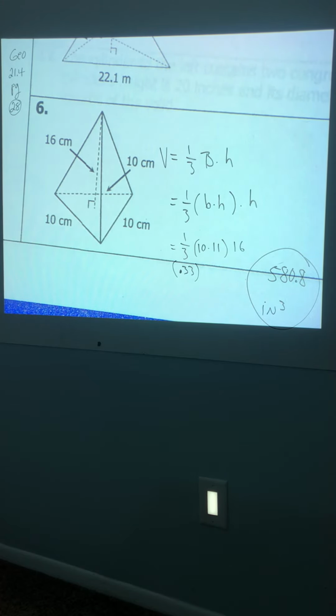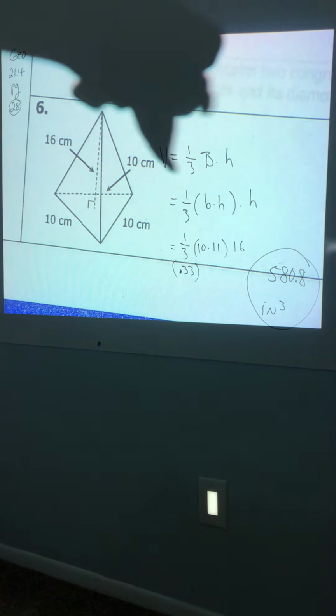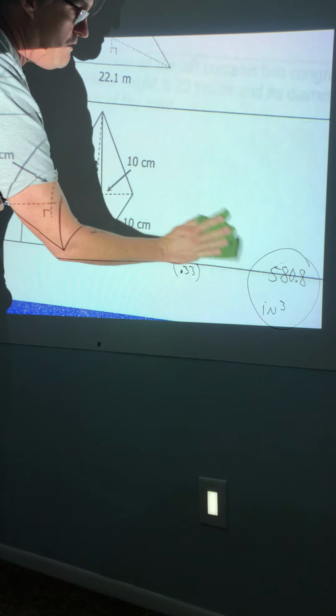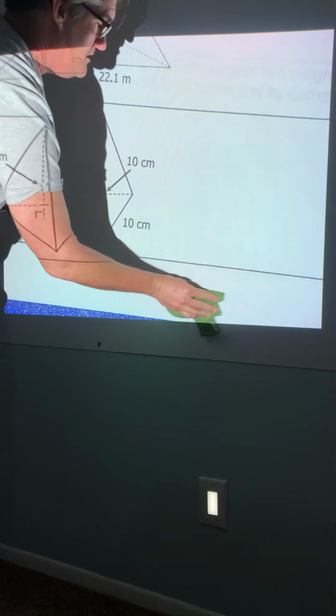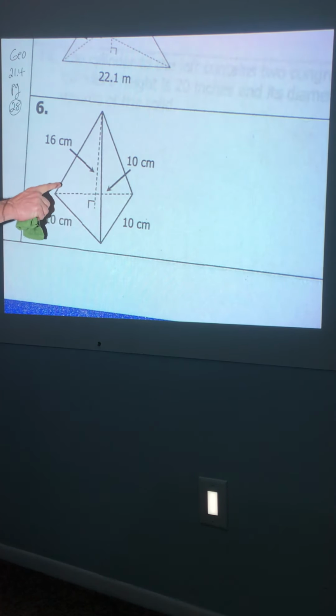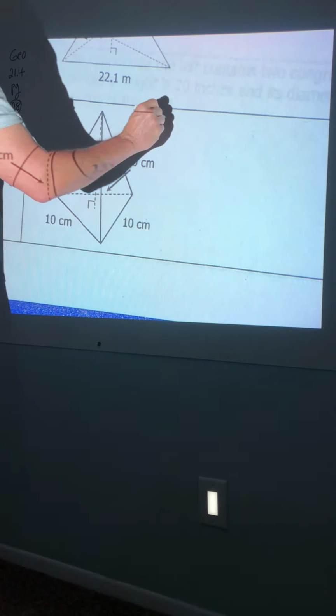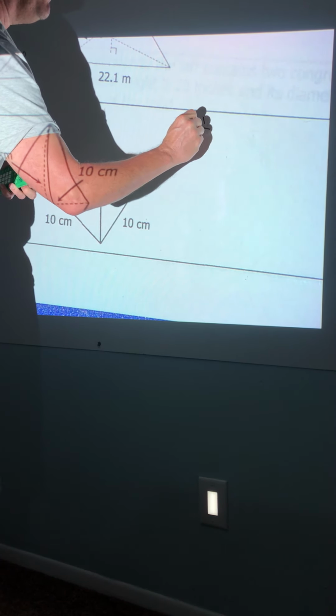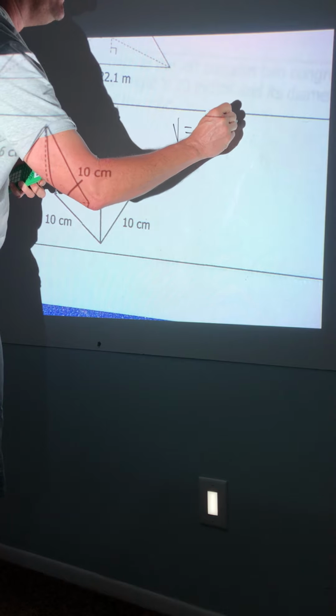How do you know that's still a pyramid? Well look at it. All those lateral faces are triangles, and they're meeting at a point. So that's how you know this is a pyramid. We're still finding volume, so you're going to use volume equals 1/3 capital B times H.